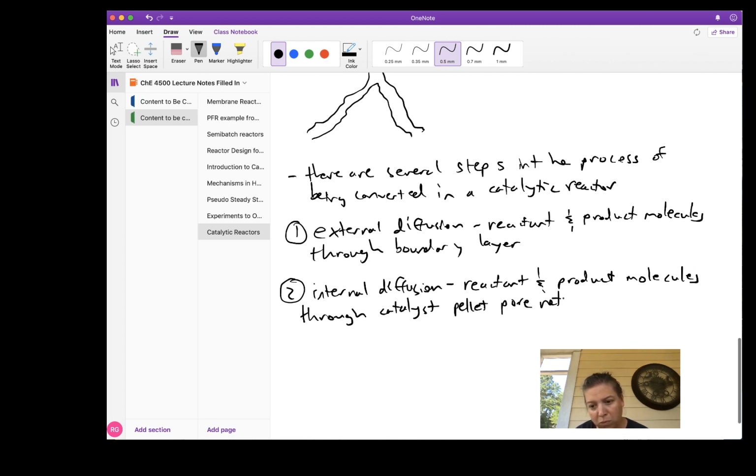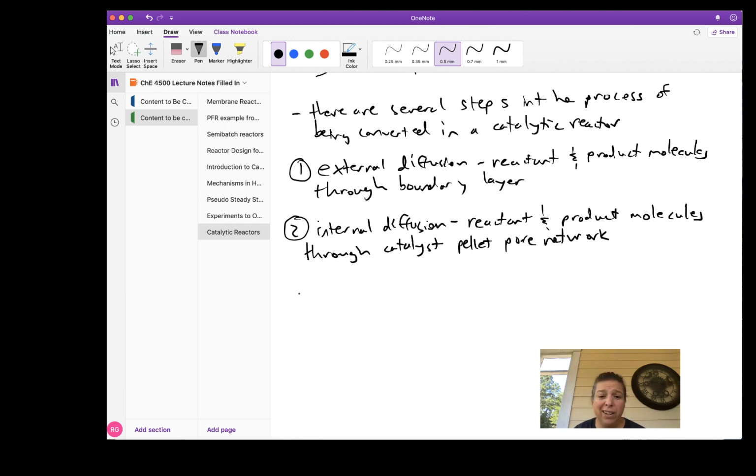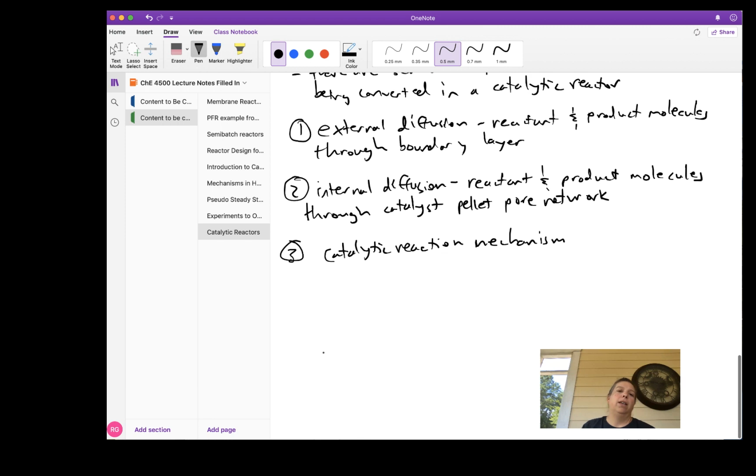We also have everything that goes on with the reaction, the catalytic reaction itself, we'll call it the mechanism, because it includes adsorption, desorption, surface reaction, activation barriers, thermodynamic limitations, etc. Everything that goes on in there. So the bottom line is that any of these steps can be the bottleneck.